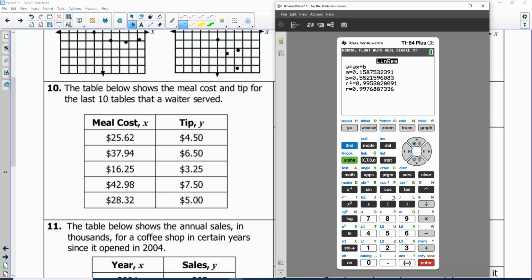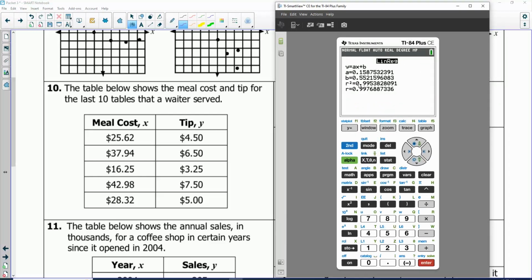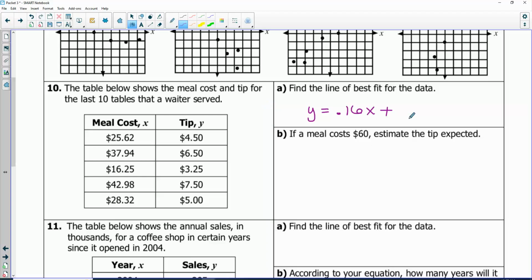And then at the top, so y equals ax plus b, and it tells us a is 0.158, so that's like 0.16x, plus my b is 0.55. Does anyone need help finding that?